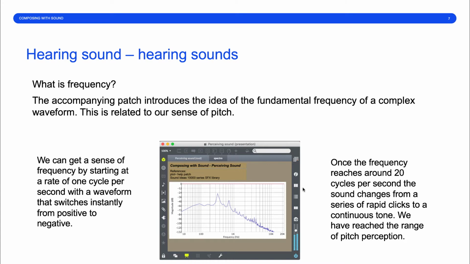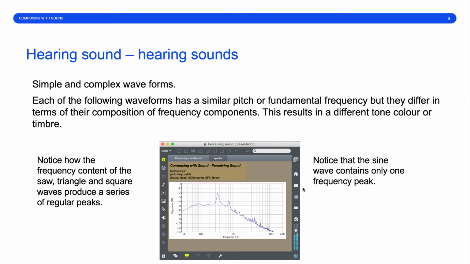Okay, so we've introduced the concept of frequency or cycles per second, and we know that our ears perceive frequencies above about 20 hertz as a pitched tone. Now, the square wave that we've been listening to is what we might call a complex waveform. And one of the concepts that we're going to get is this idea of a simple or a complex waveform. So in my patch, I'm able to produce a range of different complex waveforms, the square wave or rectangular wave, the triangle wave, and the sawtooth wave.